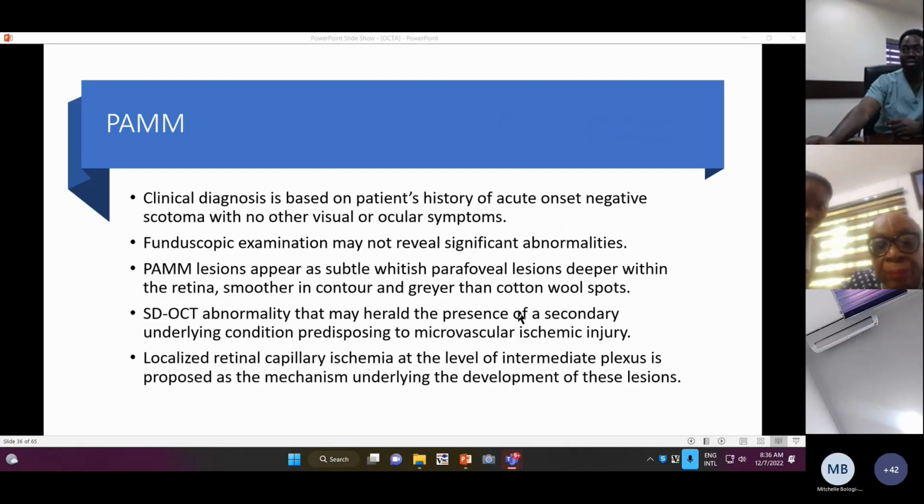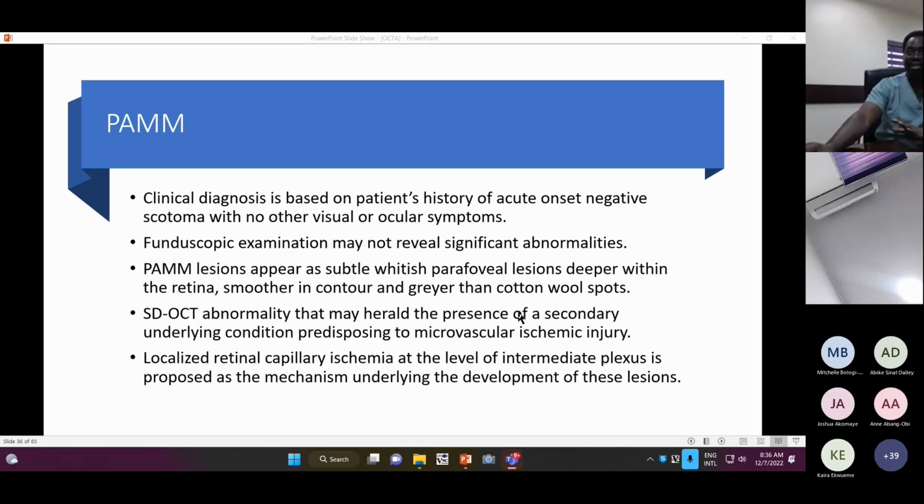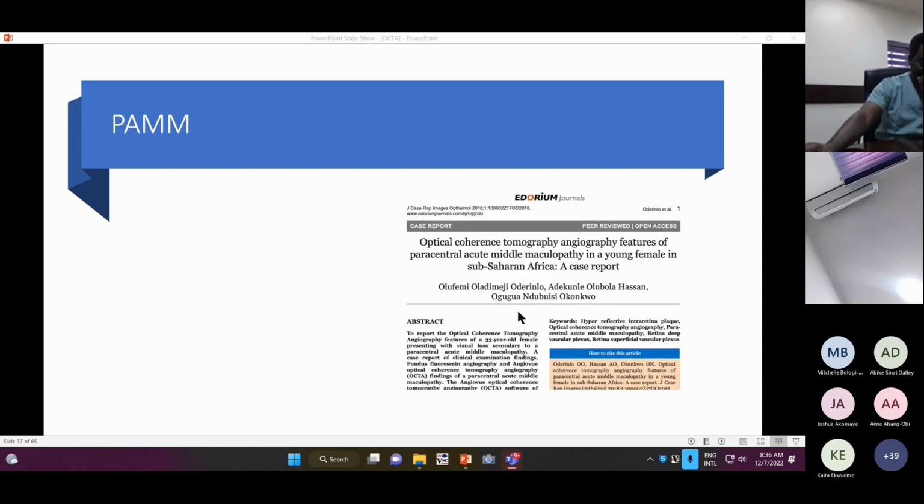So sometimes with clinical features, it's based on the patient's history and fundoscopy. PAM lesions appear as subtle whitish parafoveal lesions deeper within the retina with a smoother contour and grayer than cotton wool spots. They are a strong differential of cotton wool spots, but they definitely look different.